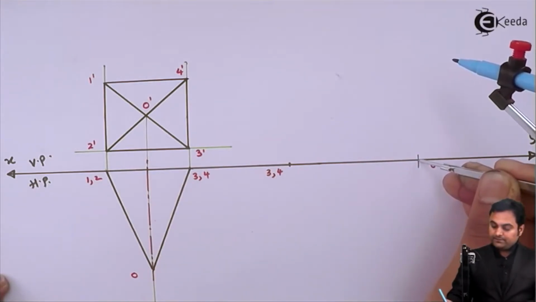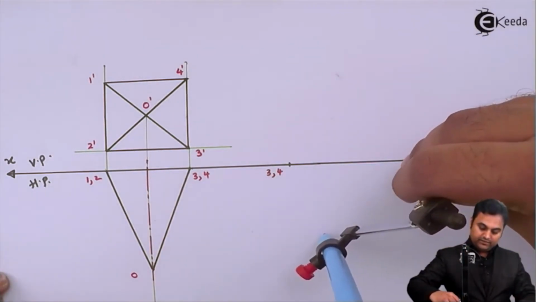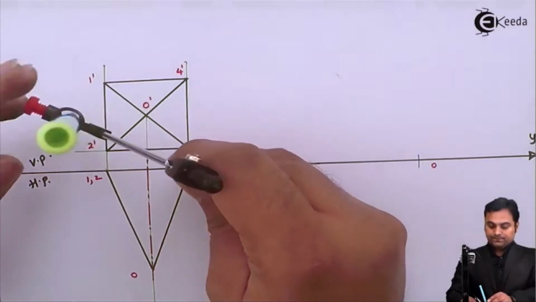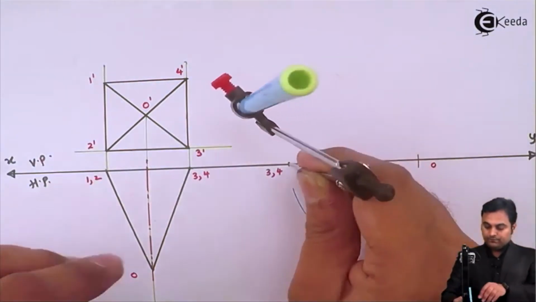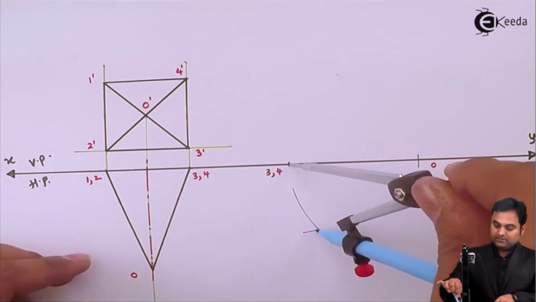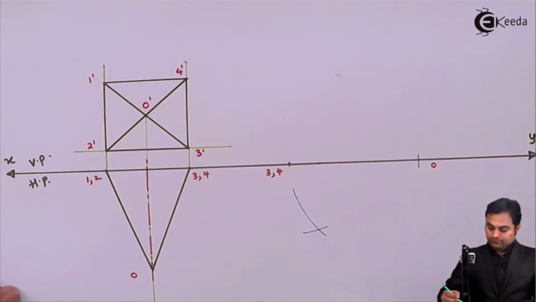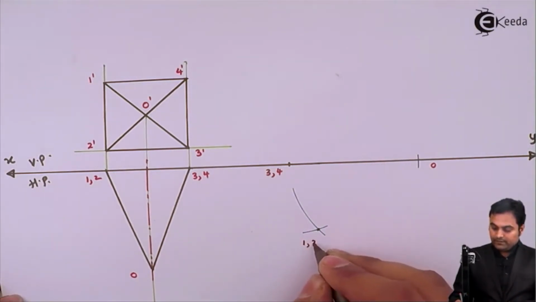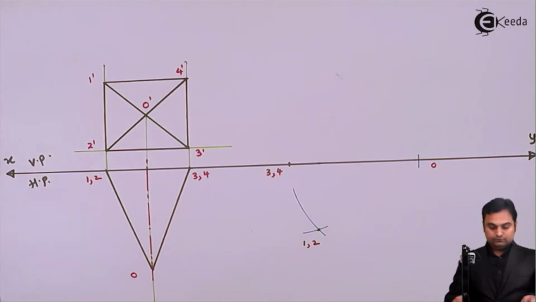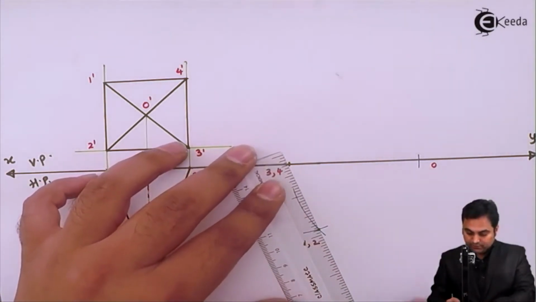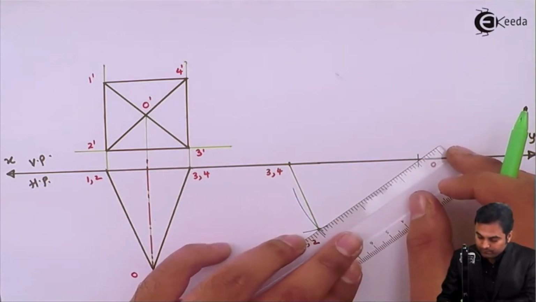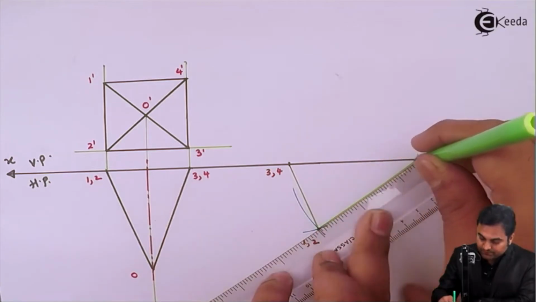So from this apex, I'll draw an arc. Next, measuring the base, and cutting this arc. So this represents point 1 and 2. Joining them will give me the edges. So here is the base edge. And this is the slant edge.